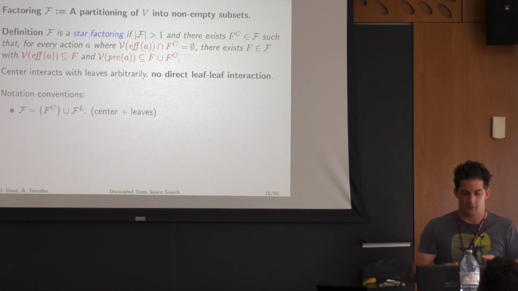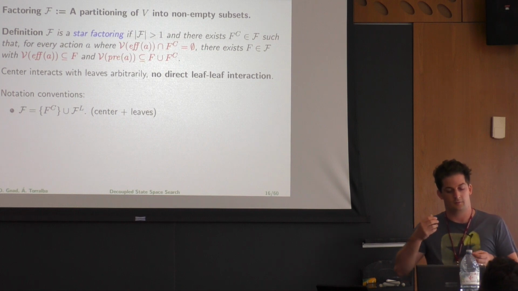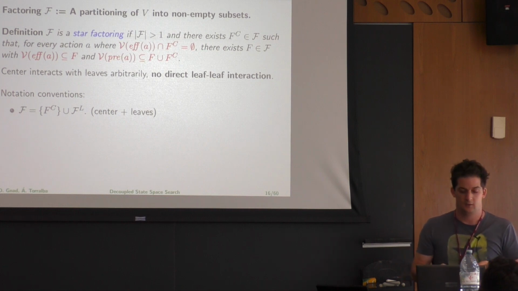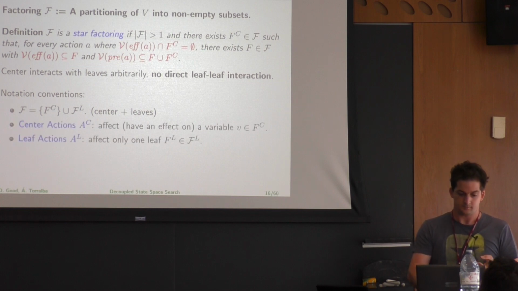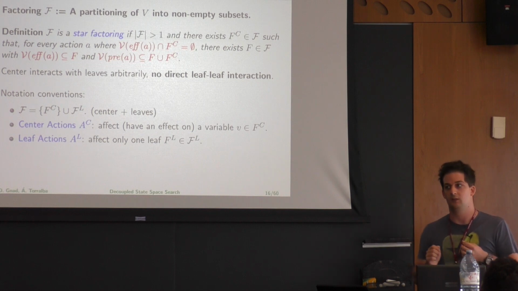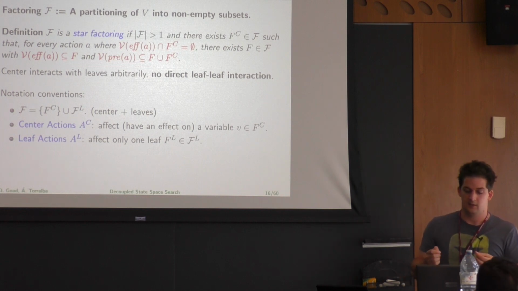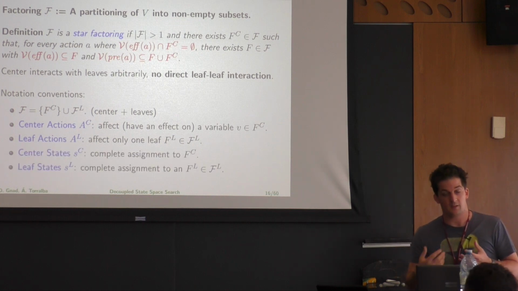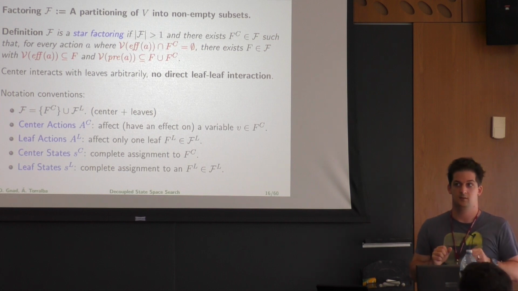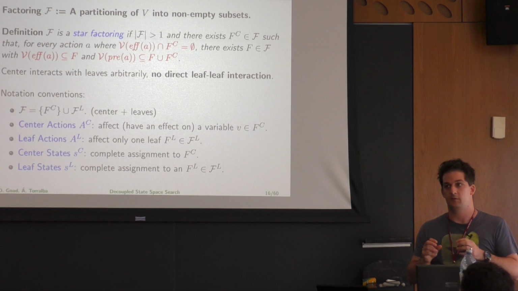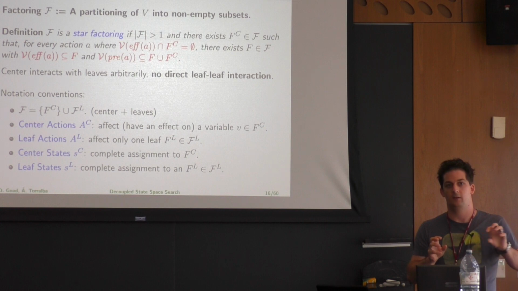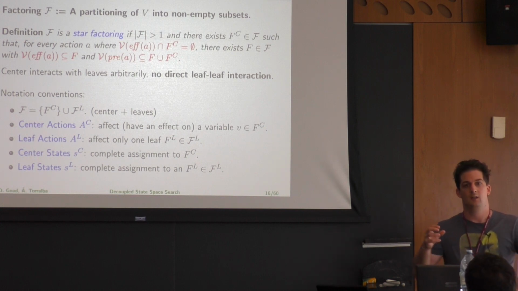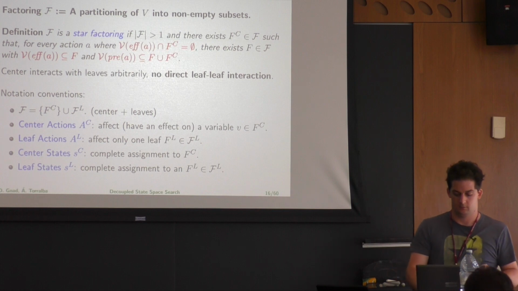Some notation conventions. A factoring F is composed of a center factor, FC, and a set of leaves, FL. Center actions are those actions that have an effect on a variable in FC. Leaf actions have an effect only on one leaf. Center states are complete assignments to the center factor, and leaf states are complete assignments to one of the leaf factors. Note that they don't have to be of equal size. We can have a leaf that only contains a single variable, and others that contain multiple variables. That doesn't matter.